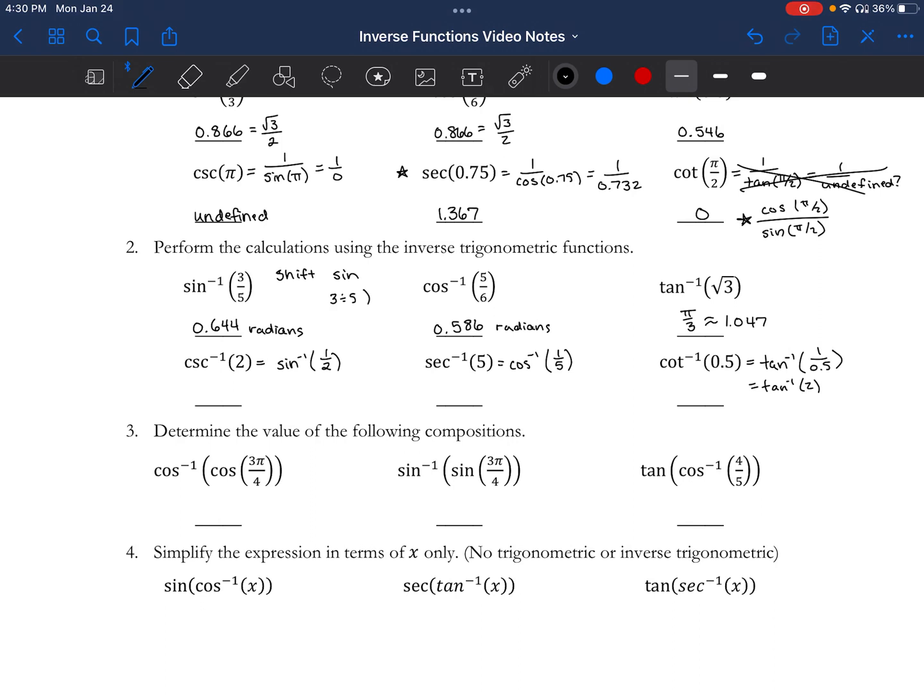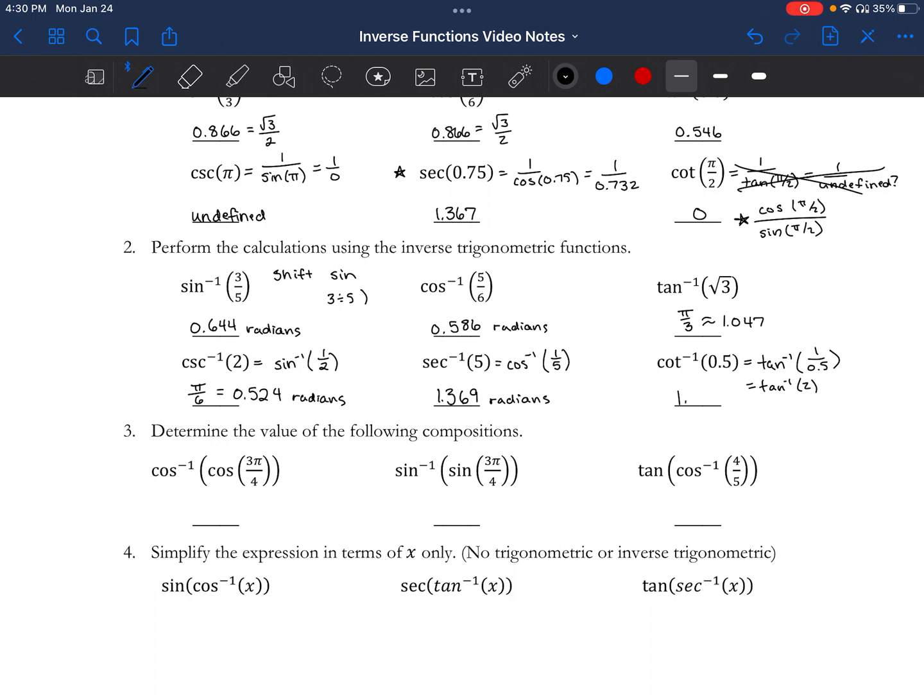Shift sine of 1 over 2 gives me pi over 6, which is 0.524 radians. I'm going to do shift cosine of 1 over 5. Not going to be a unit circle value, 1.369 radians. And the last one, tan inverse of 1 over 0.5, or again, you could do tan inverse of 2, which is 1.107 radians.